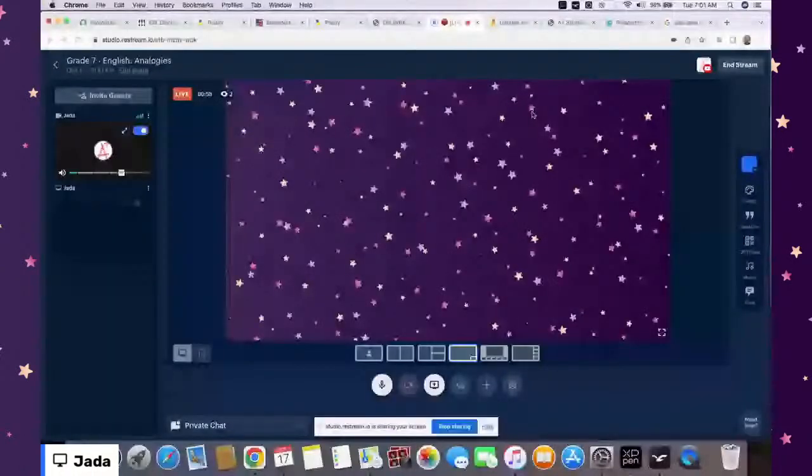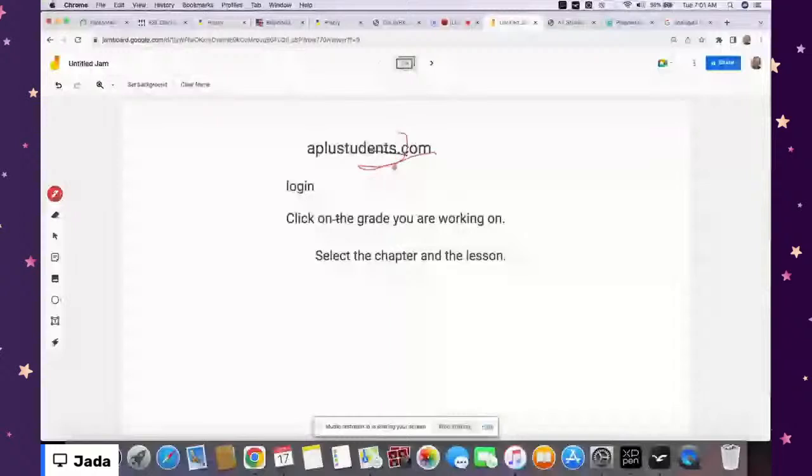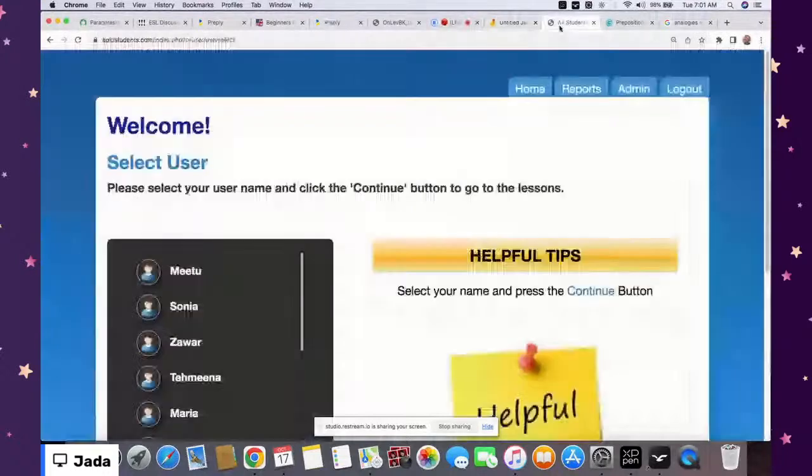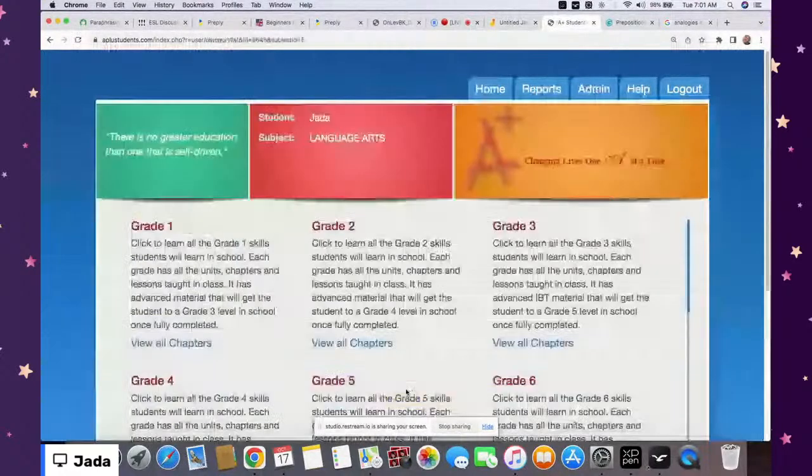Today we'll be having analogies. First of all, I'm just going to share my screen. Okay, so first off, you log into apostudent.com and then scroll down to where you have your names, just like this. Click your name and move to the grade that you're working on, which is grade 7 today.